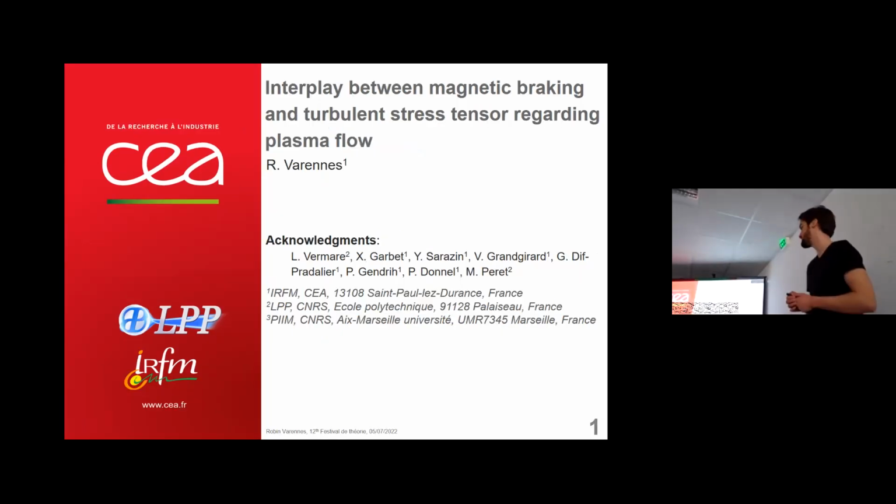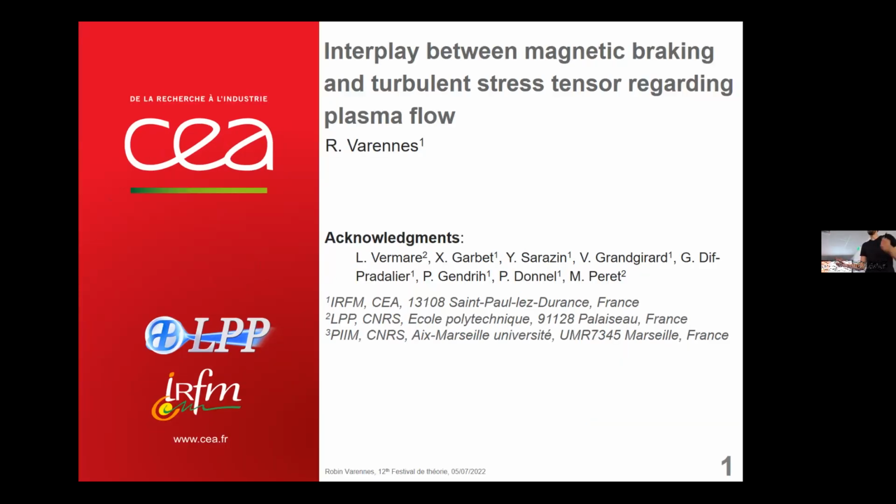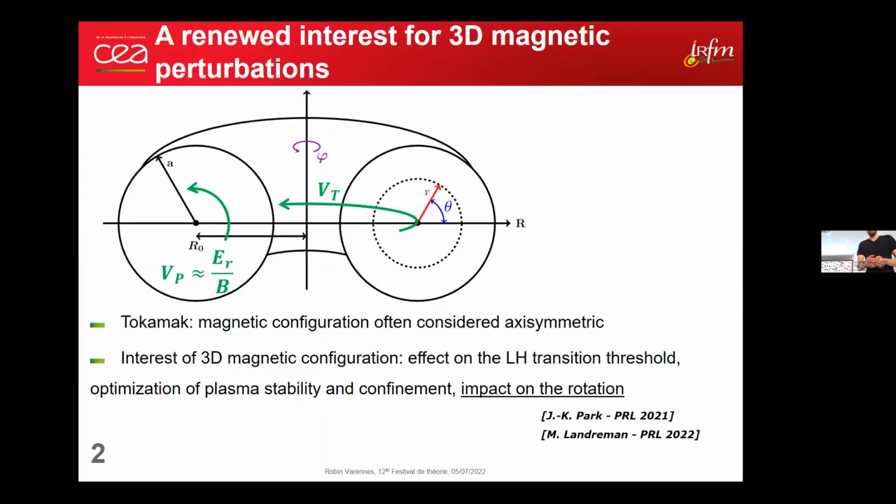I will talk about the interplay between magnetic braking and turbulent stress tensor regarding plasma flow. This is a talk about fusion, so we'll talk about tokamaks here. And as I know that there are a lot of non-specialists here, I will just take a step back to take a look at the system.